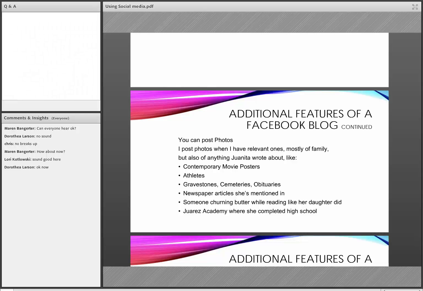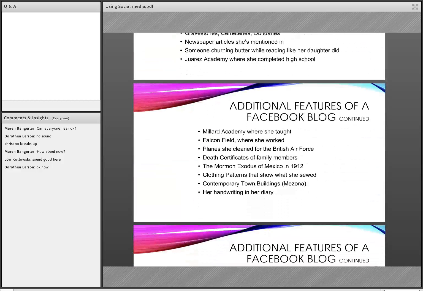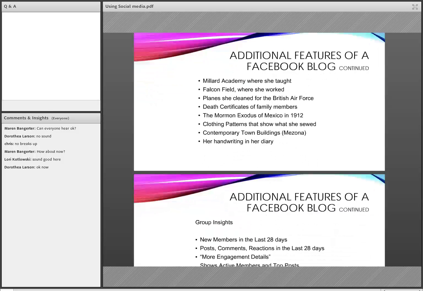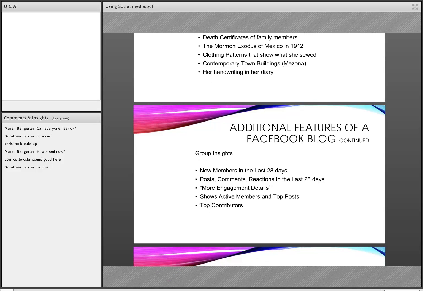Okay, so we covered the pictures pretty thoroughly. I showed you that. Then additional features. Well, I guess I'm continuing to talk about the pictures that I posted that you just saw. Group insights, we can go to that. It can show you how many people have joined in the last 28 days, give you an idea of how many posts, comments, reactions in the last 28 days. Top contributors show active members, which I think is interesting. So we'll just go there right now.